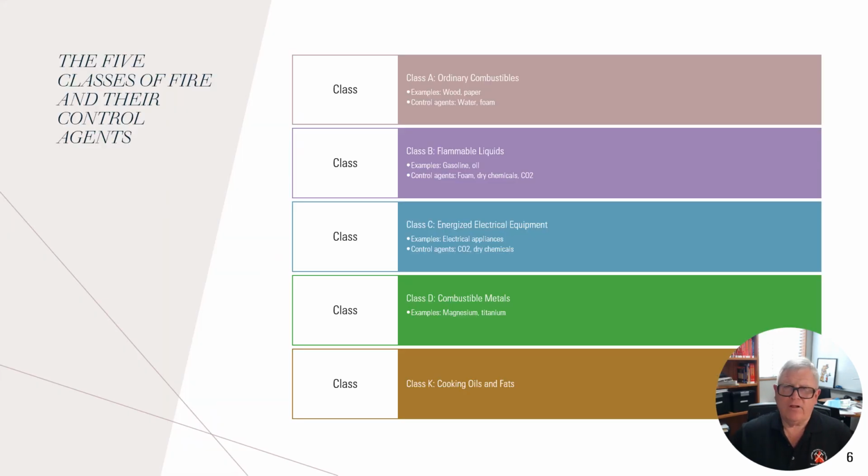Here are the 5 classes of fire and their corresponding control agents. Each class, from ordinary combustibles to cooking oils, requires specific agents for effective suppression. Understanding these classifications is crucial for selecting the right extinguishing method and ensuring safety during fire incidents.